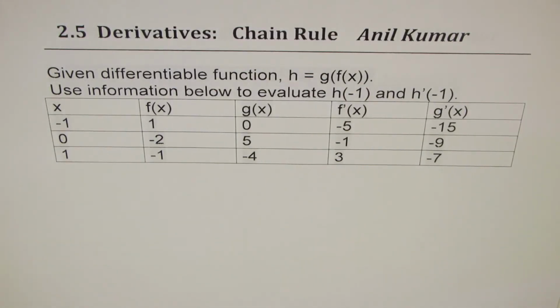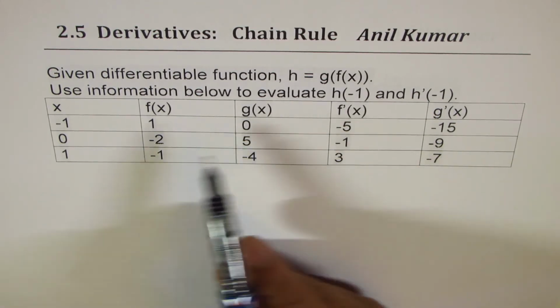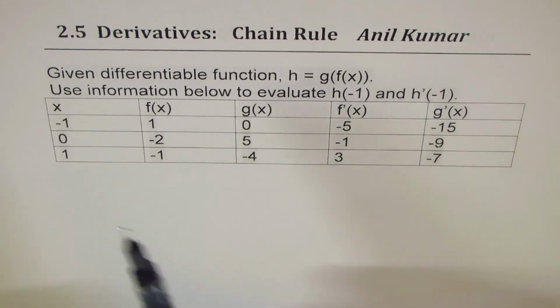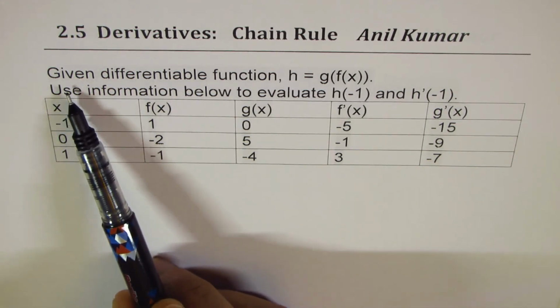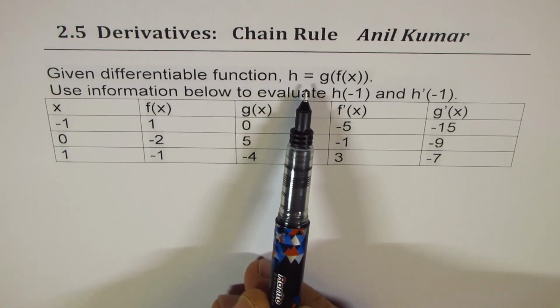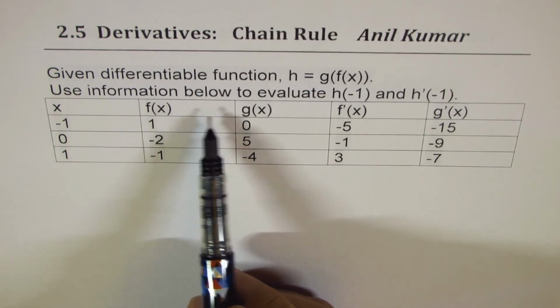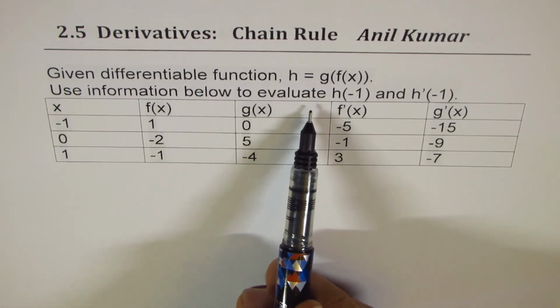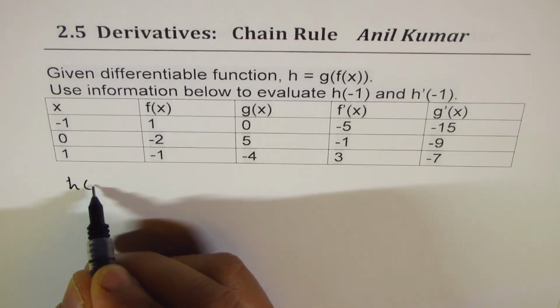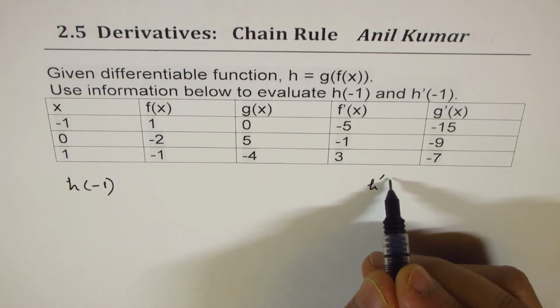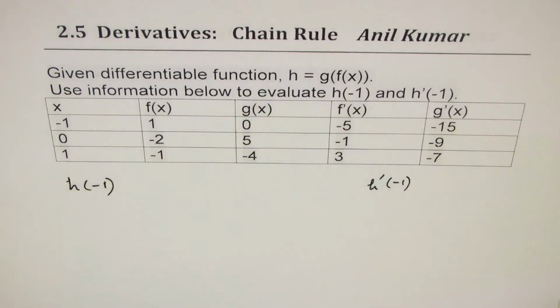The last question here is kind of interesting. We are given a lot of information in the table, and from there we are going to find the derivative. So the question here is, given differentiable function h equals composite function g of f of x, use the information below to evaluate h of minus 1. So we need to find what is h of minus 1, and we also need to find the derivative of this composite function at minus 1. Correct? So let's do it one by one.